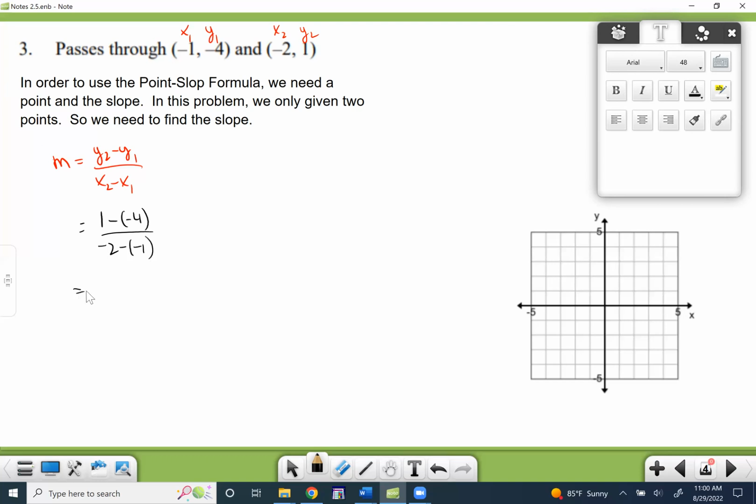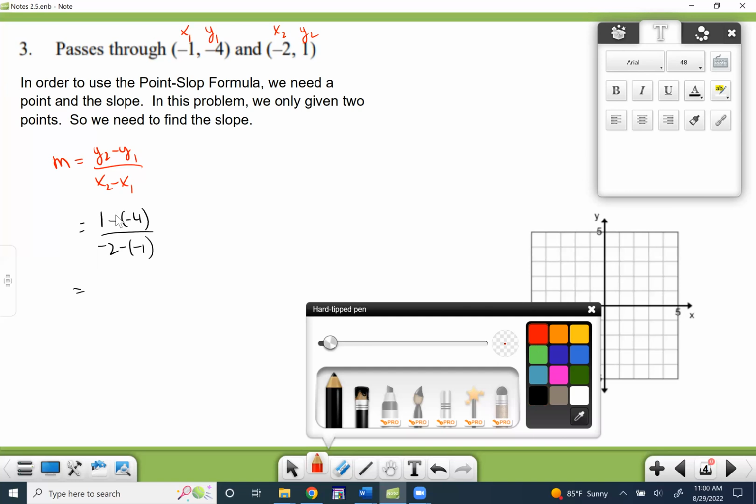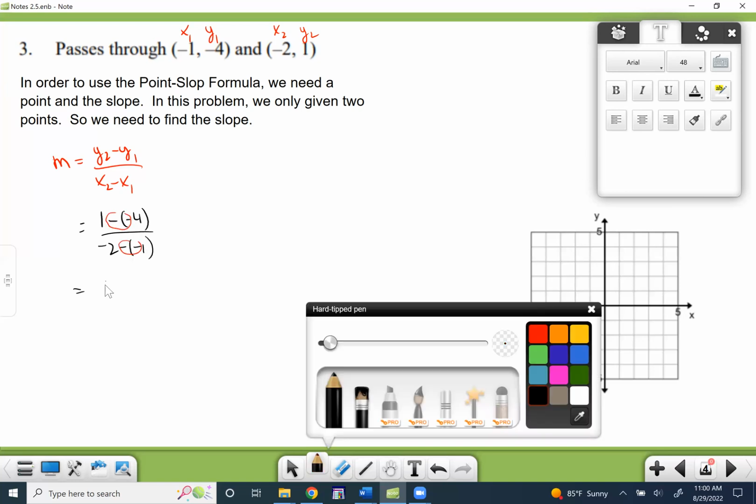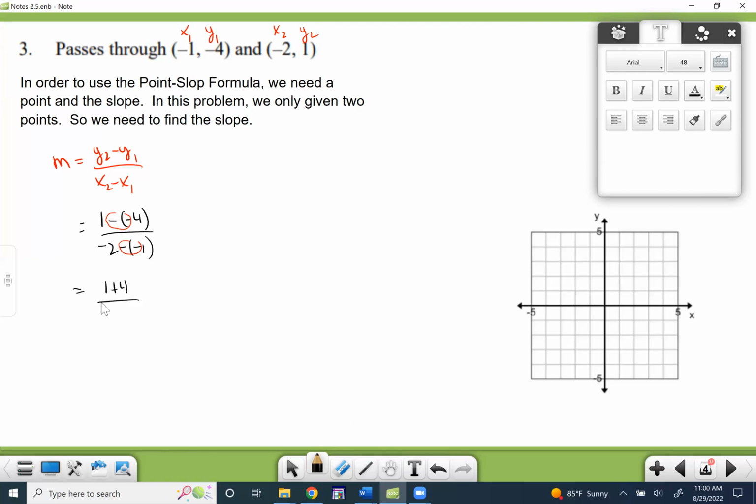We know that all those double negatives that we have, all these minuses will turn into pluses. So it's really 1 plus 4 over negative 2 plus 1. But don't leave it like this, you want to actually divide this out. A positive divided by a negative is a negative, and 5 divided by 1 is 5. So now that we have our slope, negative 5.